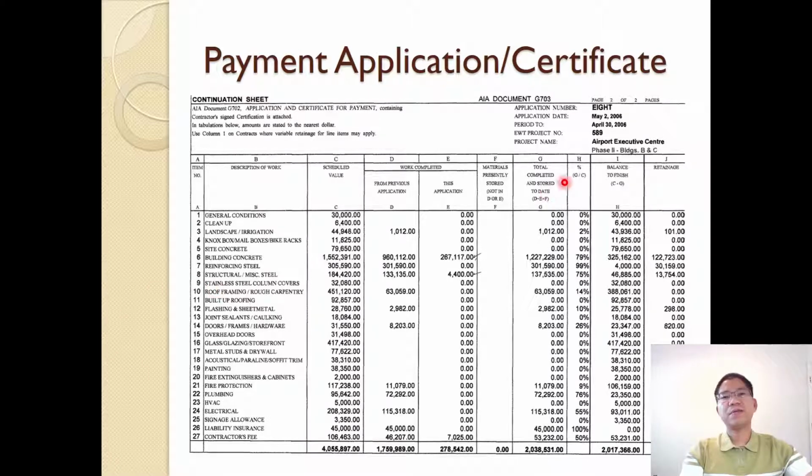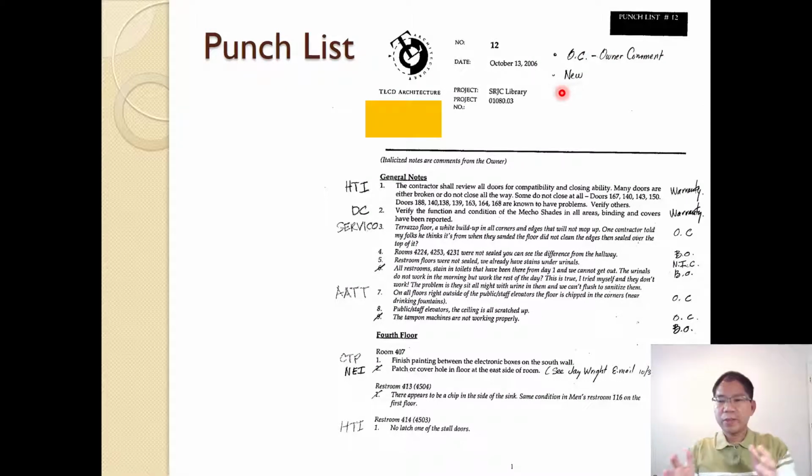In this case, they follow the AIA document G703, AIA, American Institute of Architects. And when the project is about to complete, all the parties involved will walk through the project to see what items need to be done, minor items, and that is what is called a punch list.